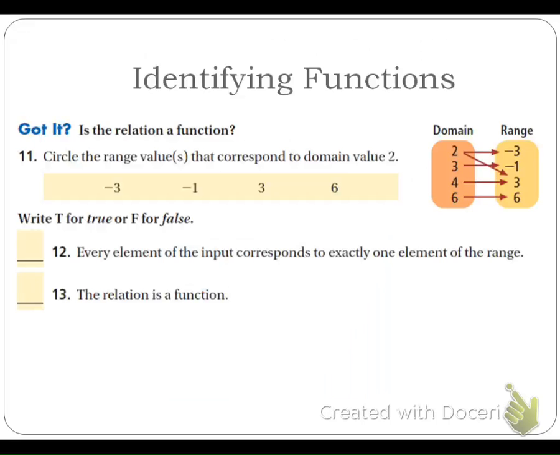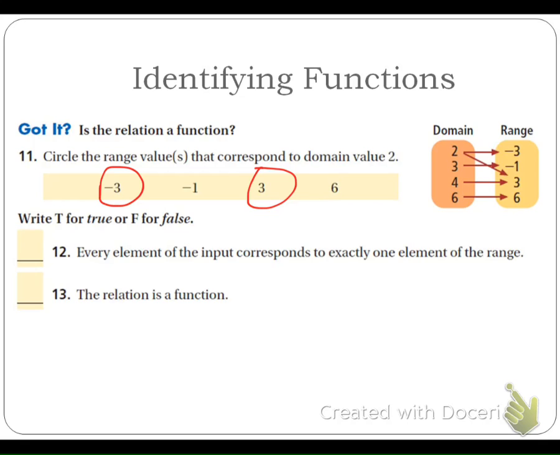Circle the range values that correspond to the domain of 2. See the 2 on the domain? Follow the arrows. What do you see? They point to -3, and they also point to +3. So this one input has 2 outputs. So is that a function?